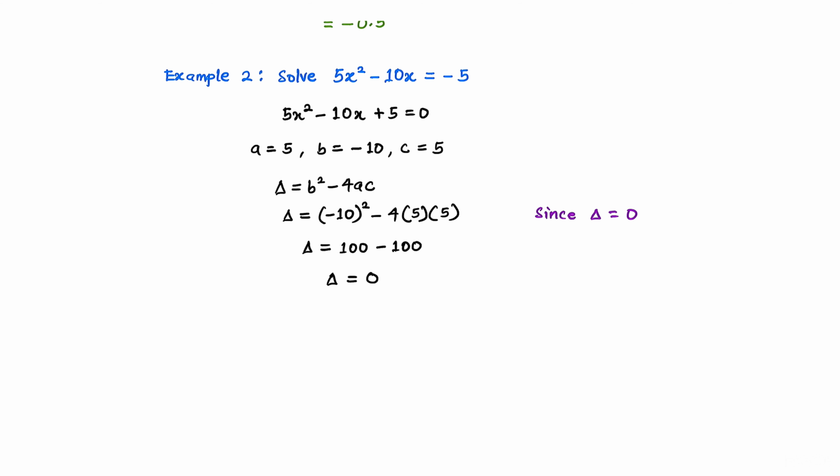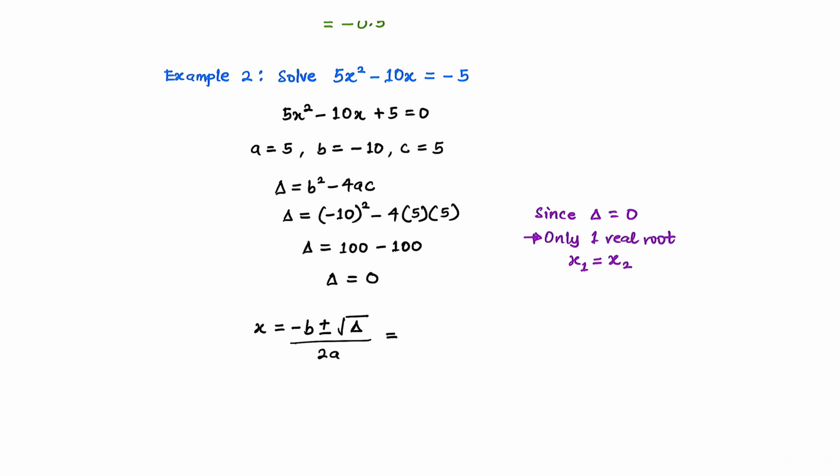So since delta equals 0, we expect that we have only one real root. That is, we expect that the value of x1 will be exactly equal to the value of x2. Let's check. To find x, we know that x equals minus b plus or minus square root of delta divided by 2a.